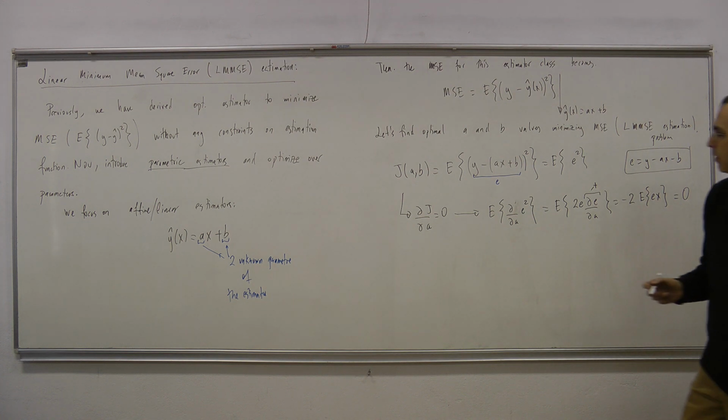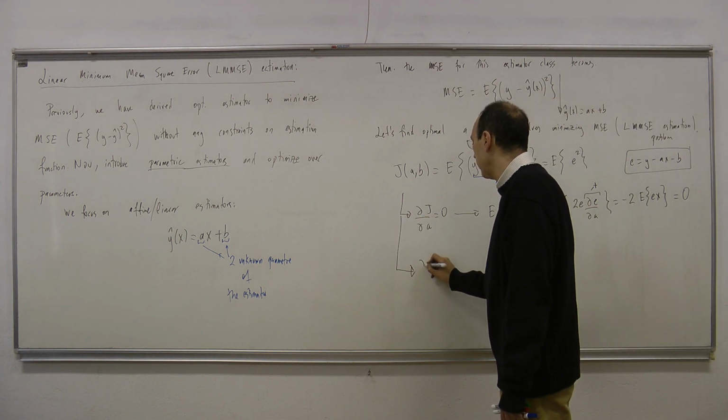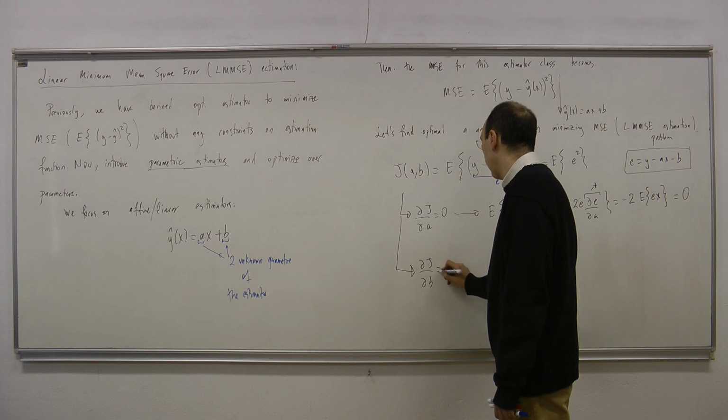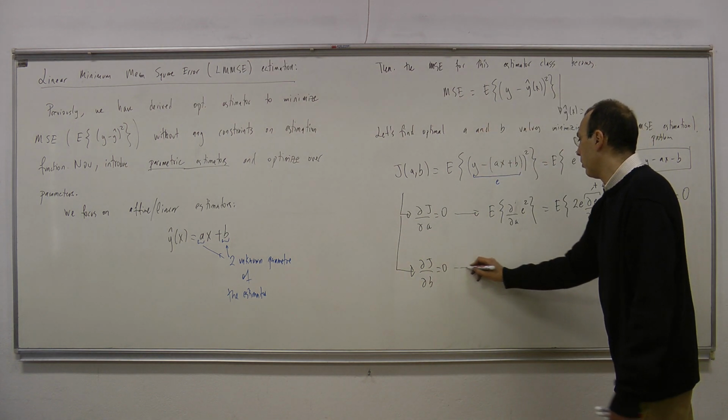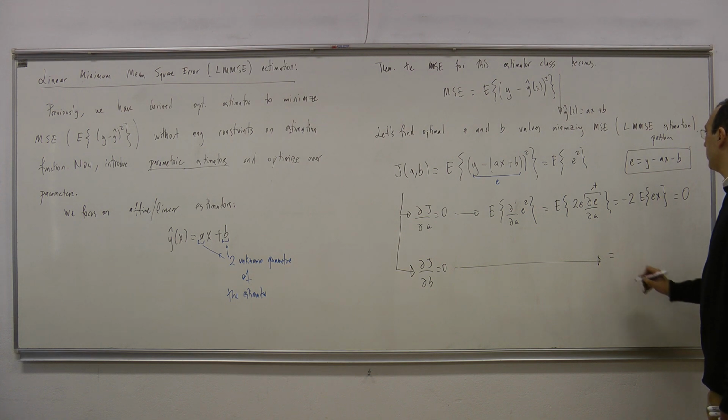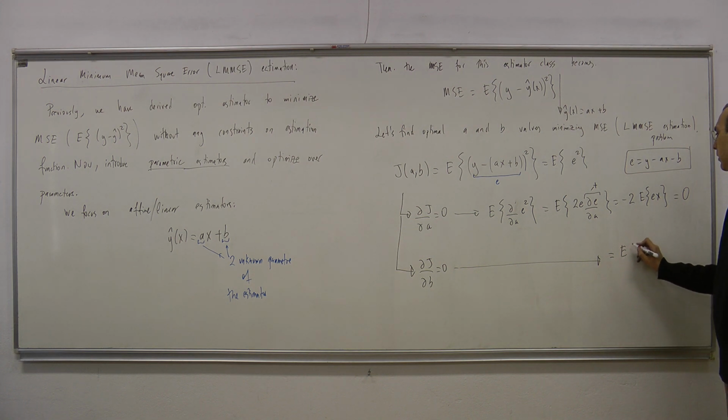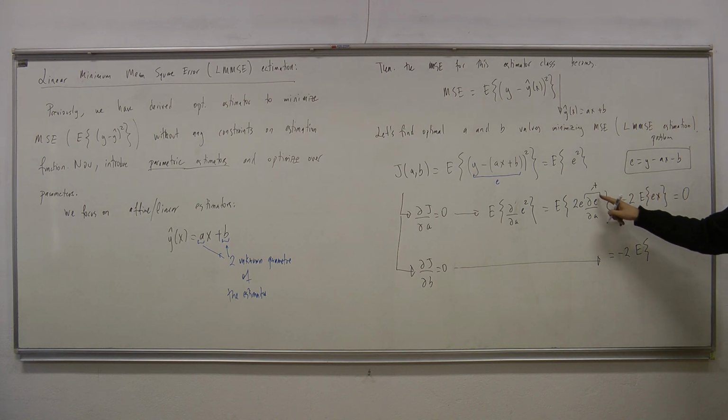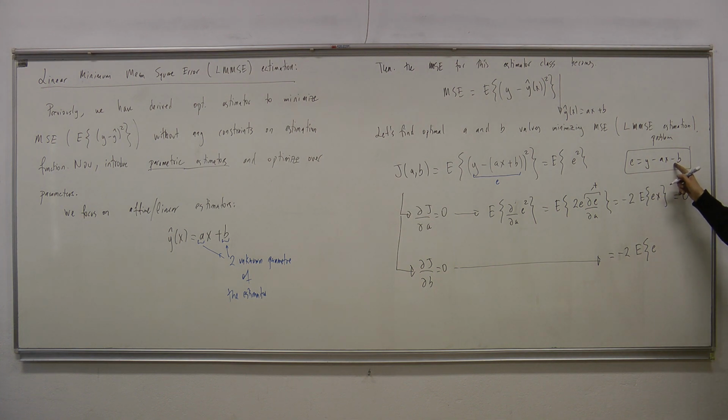Now, let me do the same thing for b. Of course, most of these steps are the same. There is again a minus 2 factor, and the expected value of e times the derivative of e with respect to b. So I get minus 1 for that, and I move the minus sign out, and it is equal to 0.